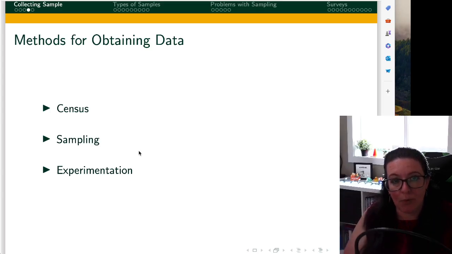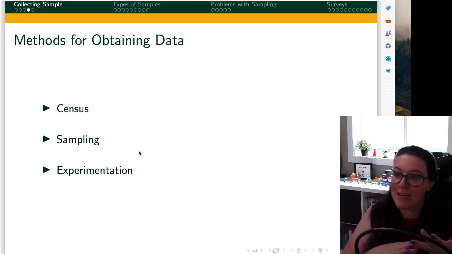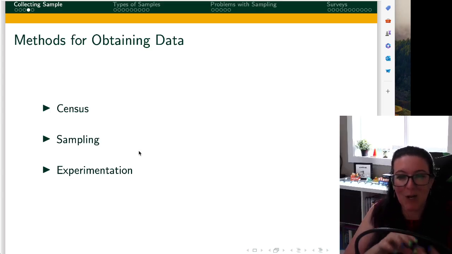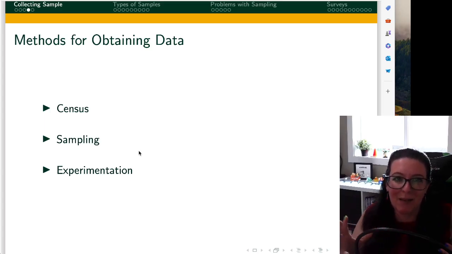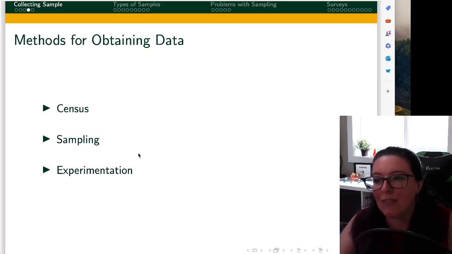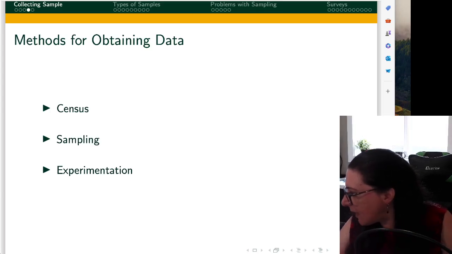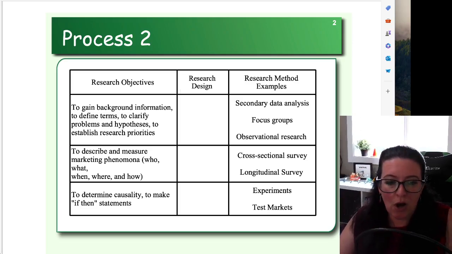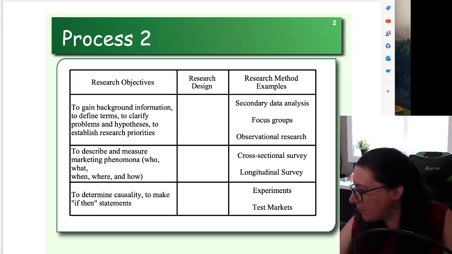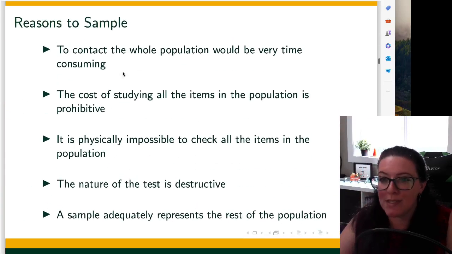So we will sample. And there are methods for obtaining that sample. We have the convenience sampling, judgment sampling, quota, strata, right? We've talked about all those different sampling methods. Ideally, we want those types of sampling methods that are representative samples. Before I get into some additional methods, let's just talk about why we would sample.